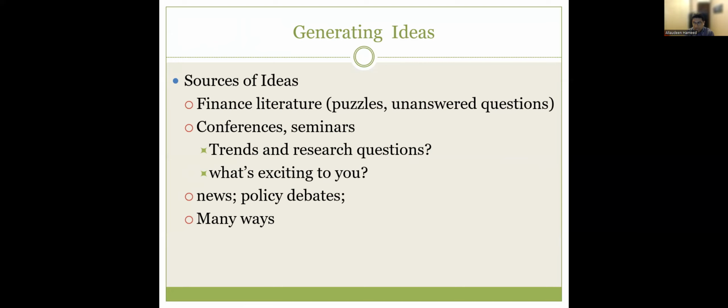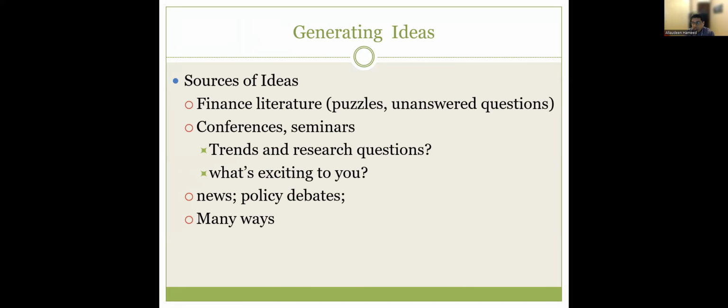It could be on climate finance, it could be on fintech, it could be on big data, it could be on COVID-related topics. So there are many trends in finance research. So you have to decide which of these trends are of interest and exciting to you. So it has to come from your personal interests, right? In addition to what the trend is.